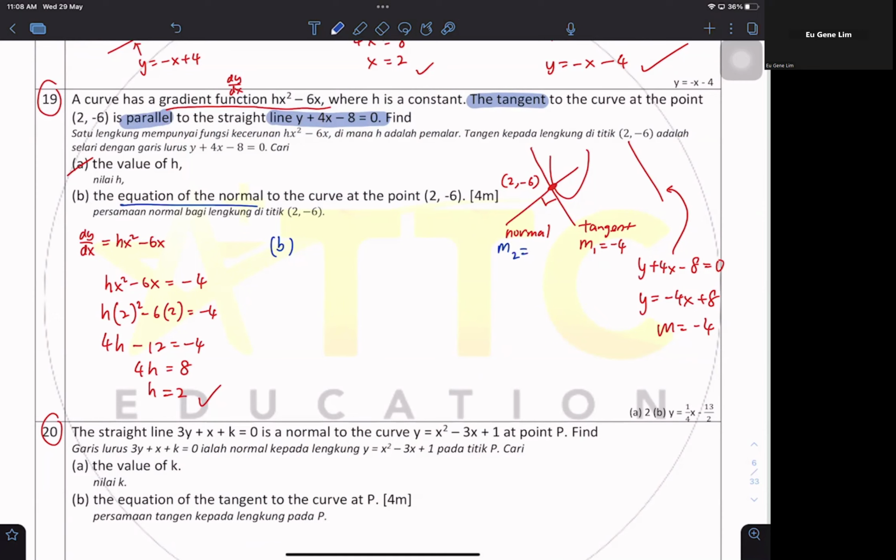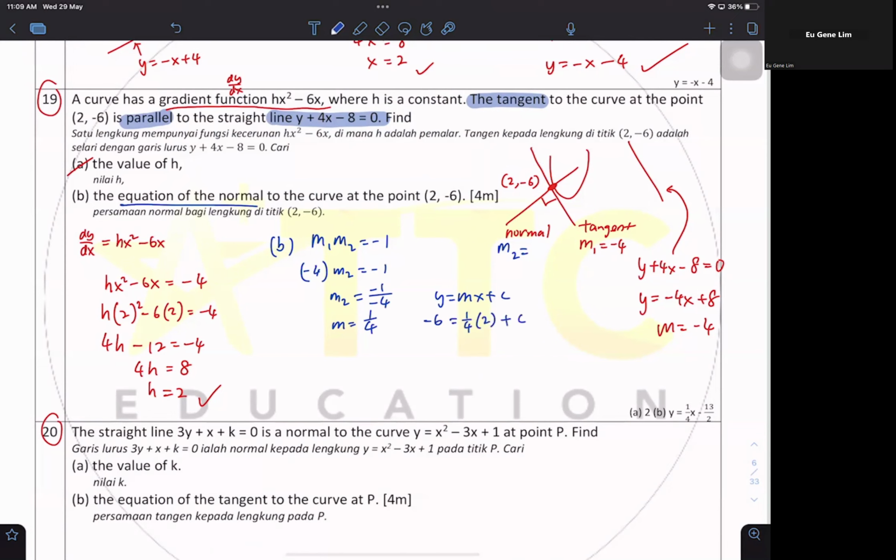Very good. M1 M2 equal -1. The M1 is -4. So you put here -4. Bring over, divide. -1 over -4, which is 1 over 4. Then you do the equation. y equal mx plus c. y is -6. The point, the same point. Gradient is 1 over 4.